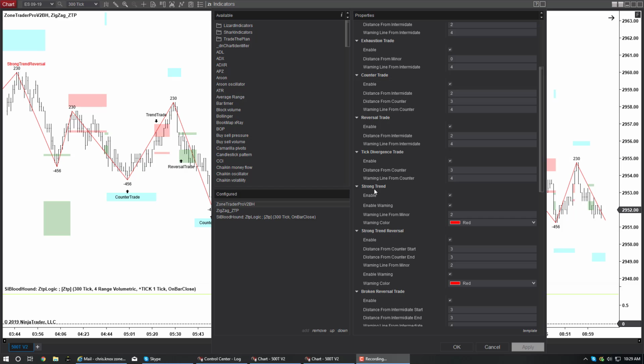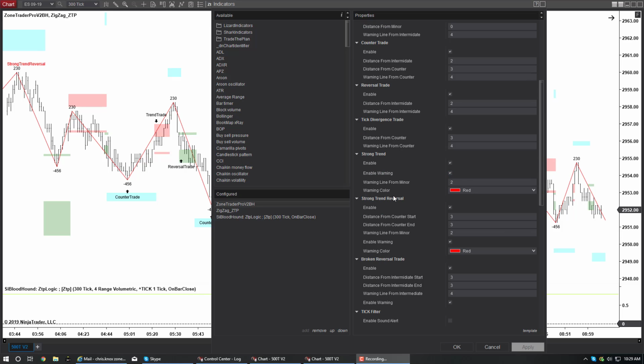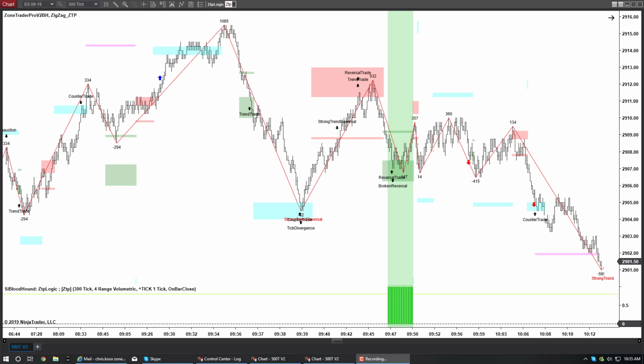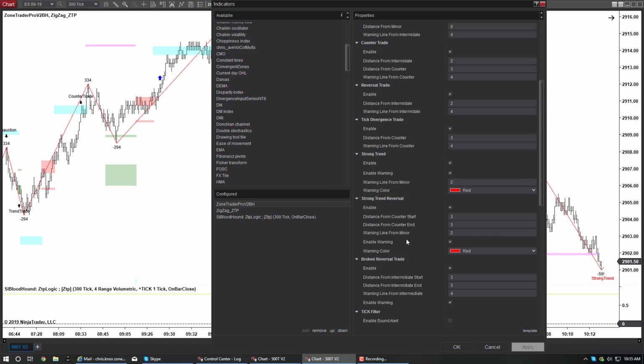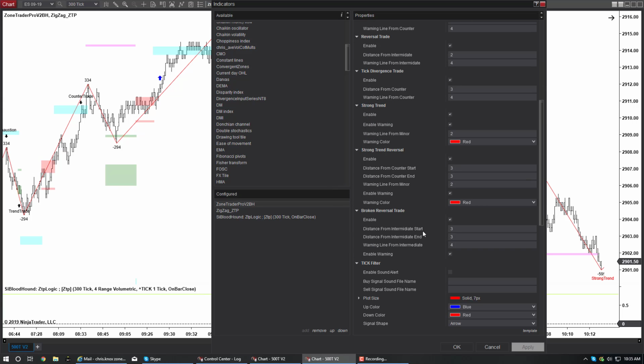support right here. The next pattern is a strong trend, and there really is only the setting to enable it and to enable the warning. So that one's not very tough. So let's take a look at the broken reversal settings. For the broken reversal settings, we have distance from intermediate start, distance from intermediate end, and enable.